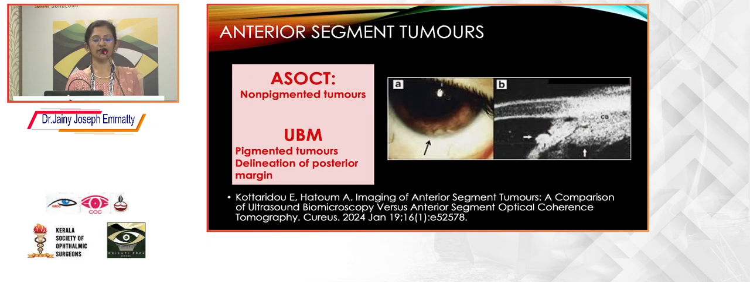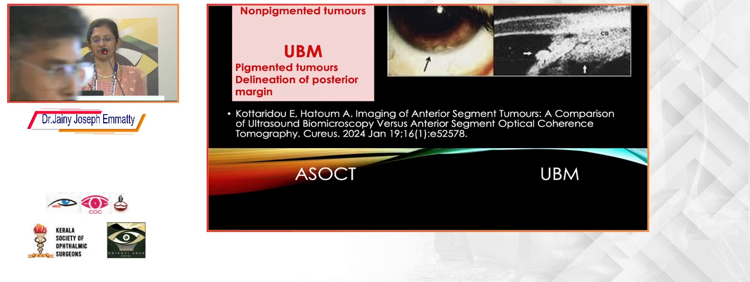The other advantage of ASOCT is that non-pigmented tumors are better visualized by the ASOCT. Also, in the case of OSSN, the intralesional details can be better evaluated by ASOCT, and the proper management can be decided by it. Whereas UBM plays an important role in pigmented tumors, and the delineation of the posterior margin is better visualized by UBM.